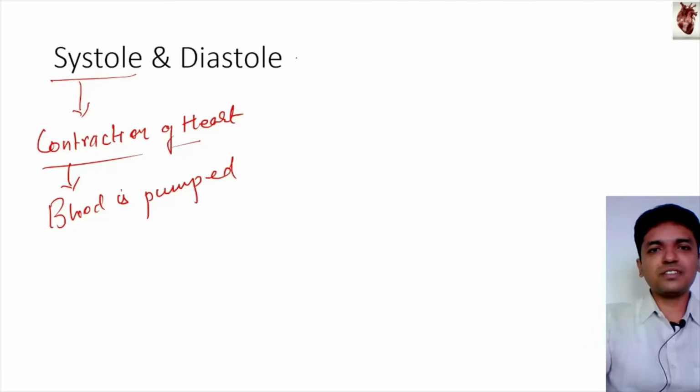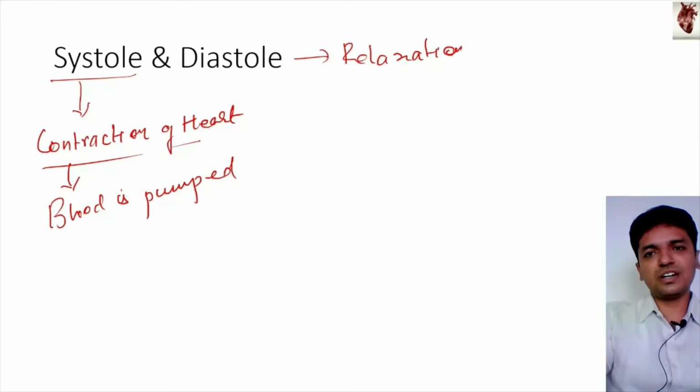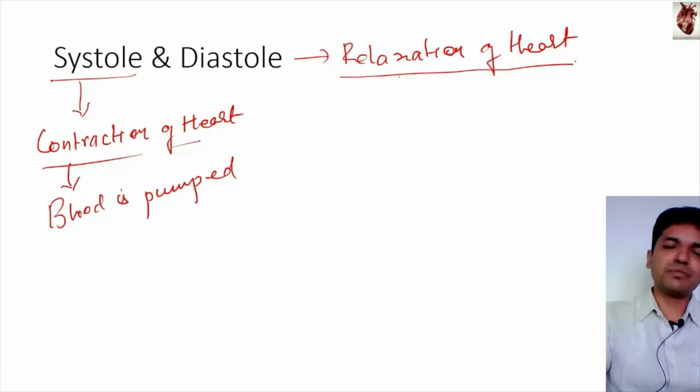And then what do we understand by the word diastole? Diastole is nothing but relaxation of the heart. So when I am saying heart, it is actually the myocardium. So what is happening during the relaxation of the heart?